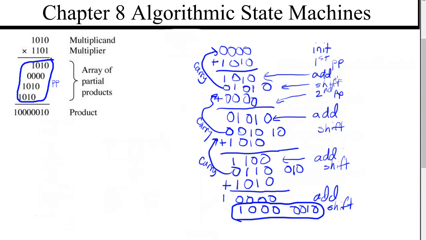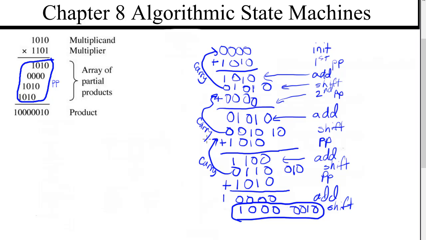So what are my operations? I have, let's see, initialize, first partial product, add, shift. Partial product, add, shift. This was a partial product 2. Add, shift. So init, partial product, add, shift, partial product, add, shift, partial product, add, shift, partial product, add, shift.